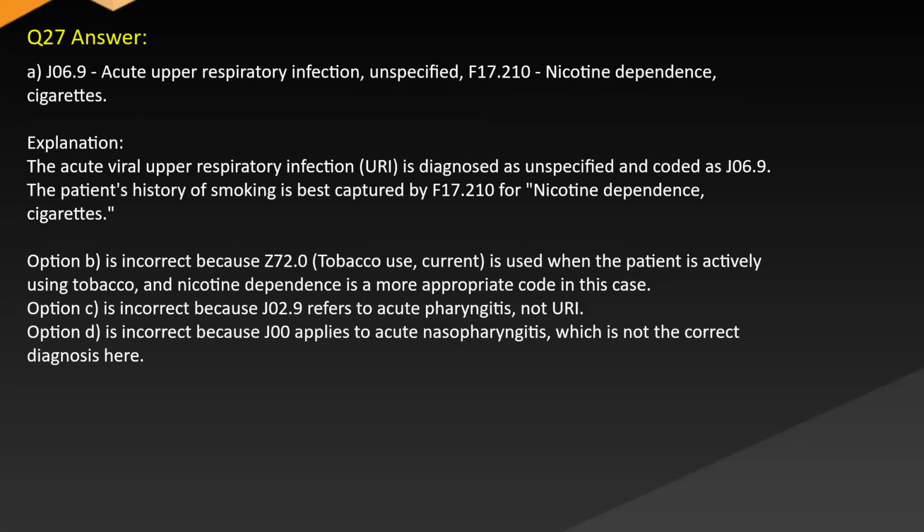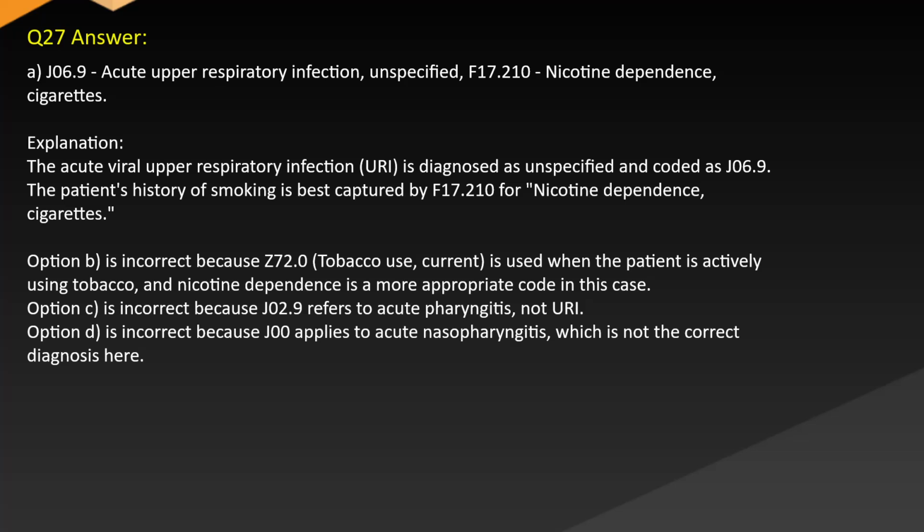Answer A. J06.9, acute upper respiratory infection, unspecified, and F17.210, nicotine dependence, cigarettes. Explanation: the acute viral upper respiratory infection, URI, is diagnosed as unspecified and coded as J06.9. The patient's history of smoking is best captured by F17.210 for nicotine dependence, cigarettes.